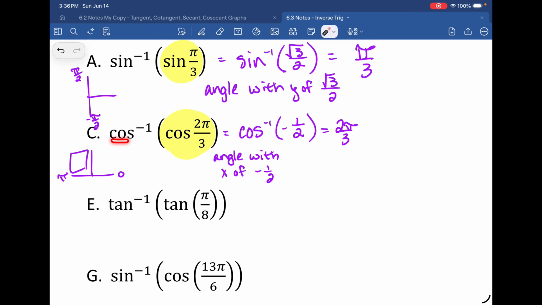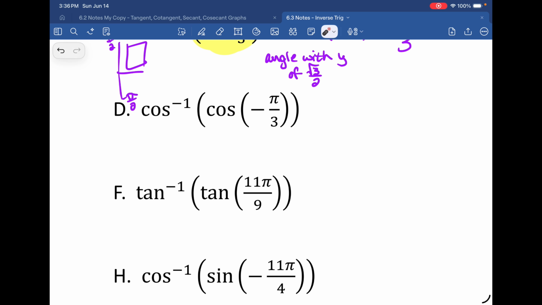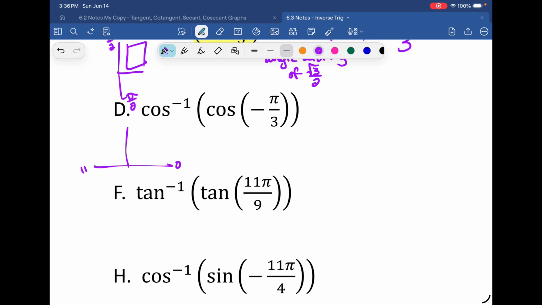All right, so I've got cosine and cosine. My given angle falls in the domain for inverse cosine. So we get what we get. But what if it doesn't? Considering that's the domain, this is where I can get my answers from. Negative pi over 3 falls down here, so it's not outside the domain.